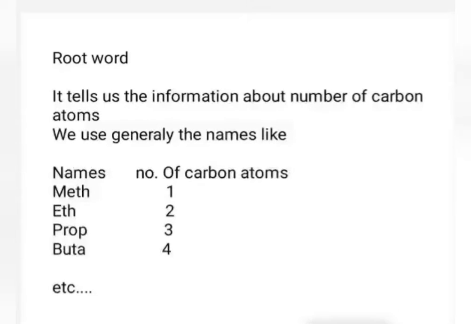And for 11 and 12, we use undec and dodec.